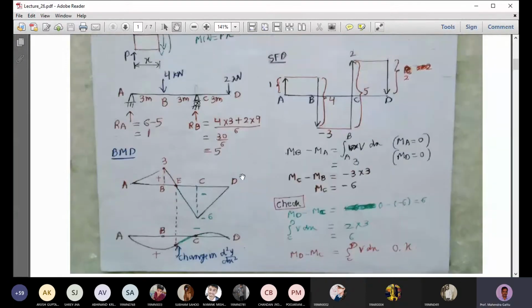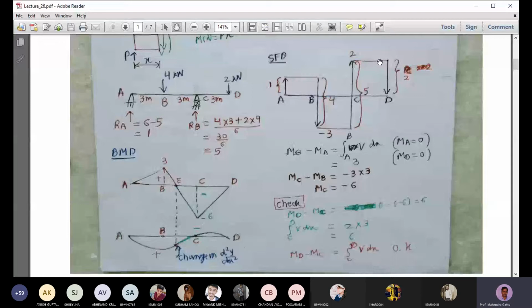And what happens between C and D? Again, there is a constant slope, and we know MD is 0. So we can join -6 with this 0 at D. So we'll again get a straight line, and we get the complete bending moment diagram. We can do a check. What is the change in bending moment between C and D? So MD minus MC is 0 minus -6. So it will be +6.